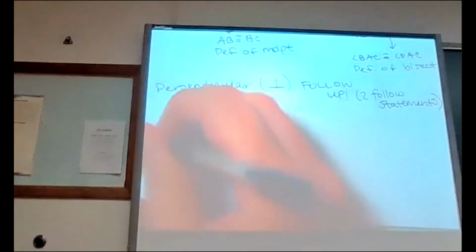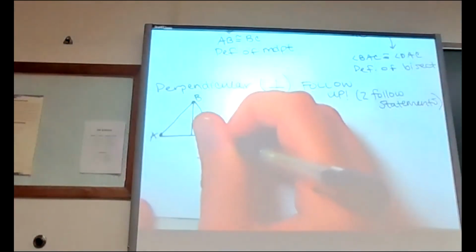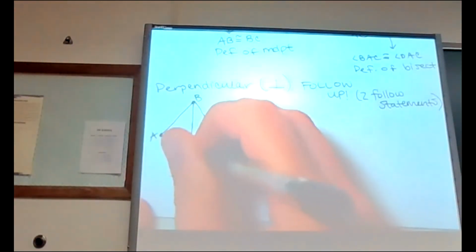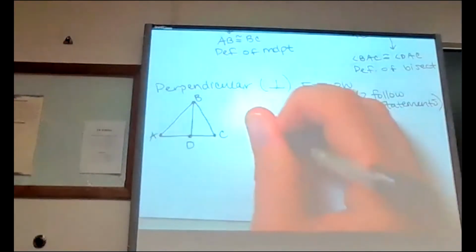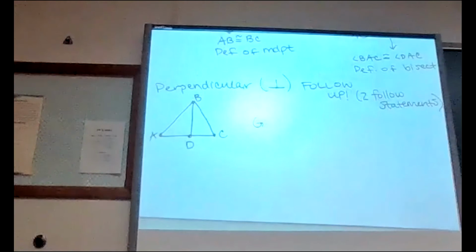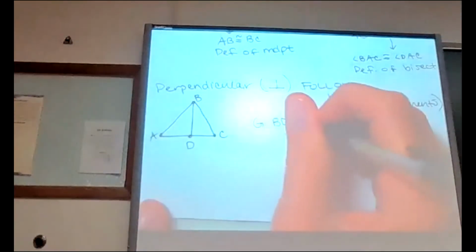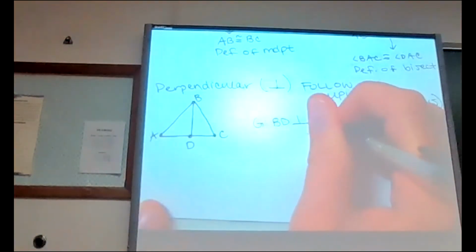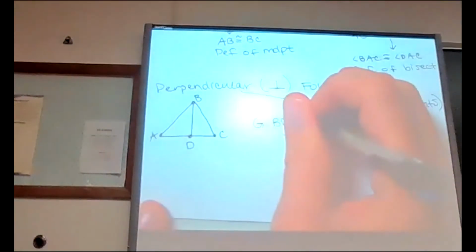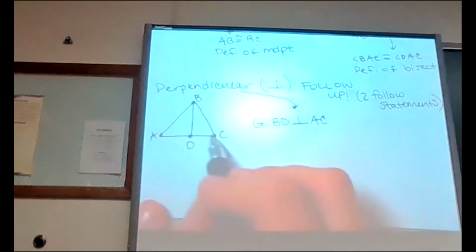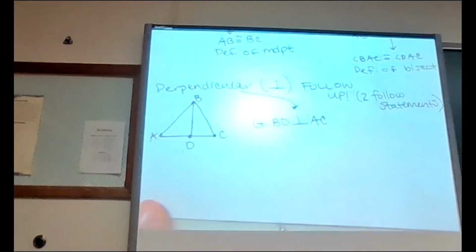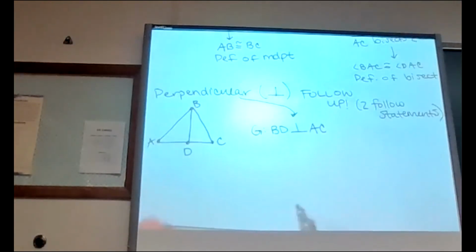So I have A, B, C, and I'll call this middle point D. And maybe we're given that BD is perpendicular to AC. Okay, perpendicular is that symbol there. BD is perpendicular to AC. What perpendicular means is that they're hitting at a 90-degree angle.